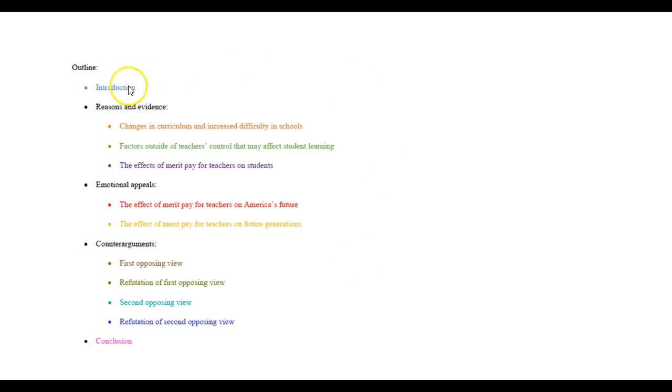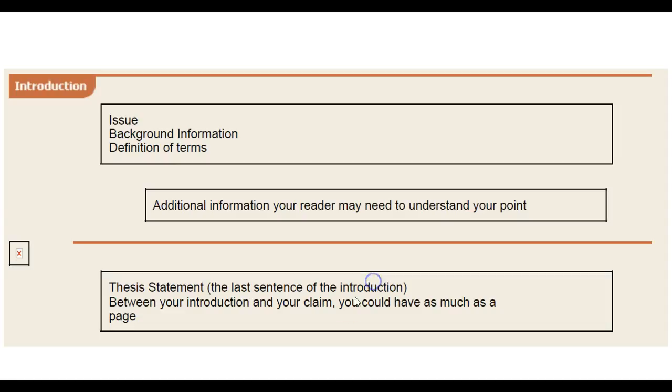I've color-coded the introduction blue. Remember, we're going to include the issue, any background information, any definition of terms, anything that our reader might need to know before we get started, simple stating of facts, maybe some narration or description. You're using all the kinds of writing that we've done so far in this class. And of course, it all ends with the thesis statement.